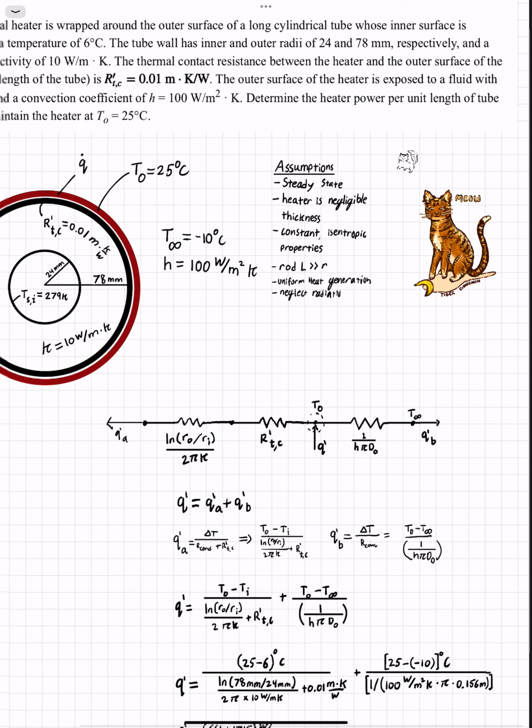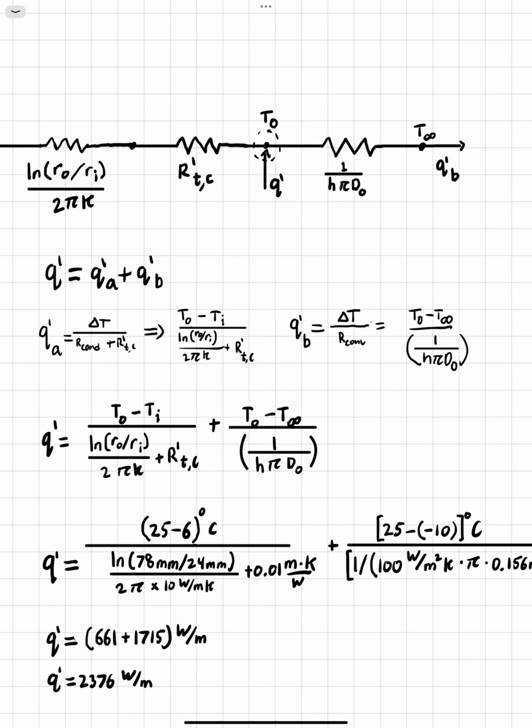So putting this together, we get T outside minus T inside over the known resistance of conduction through a pipe, which is ln of the outer radius over the inner radius over 2 pi k. Normally this would be times L, but because we are solving this problem in terms of per unit length, we'll be removing that term. And then this is added to the contact resistance that is given.